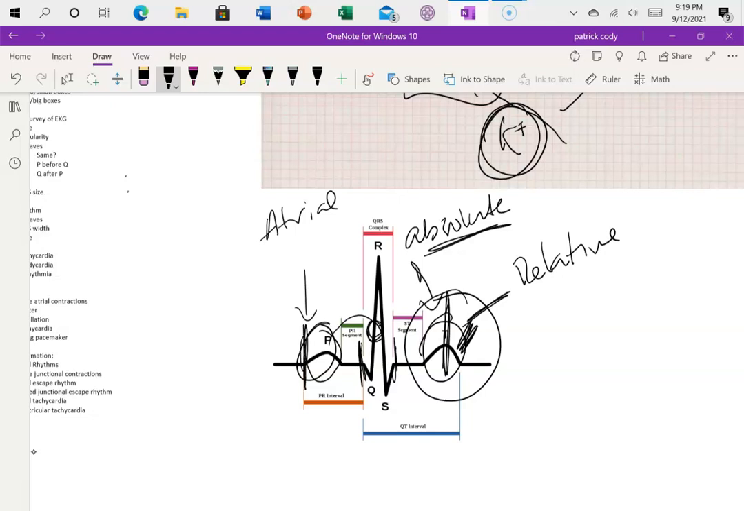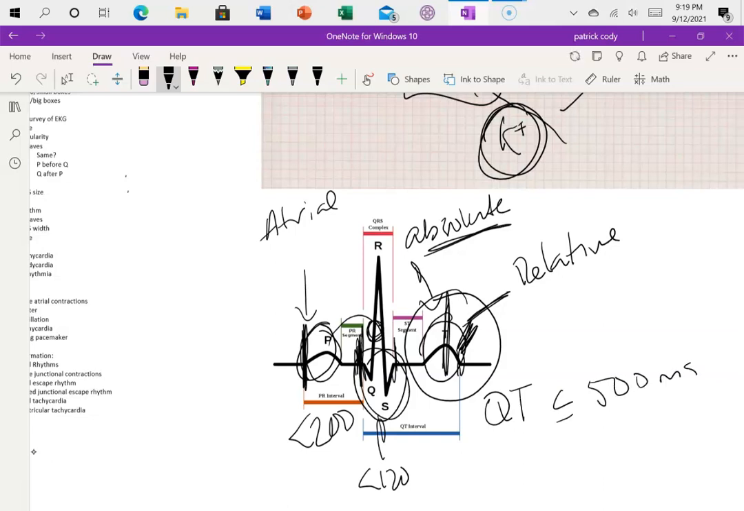Okay, here we have the T wave, which we just talked about, which represents ventricular repolarization, and then our important intervals, the PR interval, start at the P to the beginning of the QRS, which we want to be less than 200 milliseconds, our QRS complex, which we want to be less than 120 milliseconds, and then the start of the Q to the end of the T is called the QT interval, and we want that generally to be less than 500 milliseconds.